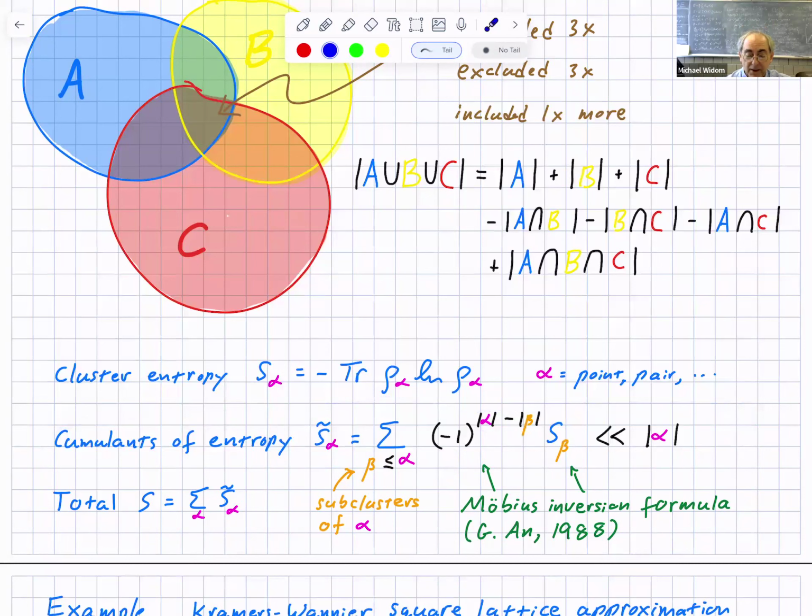Okay, so these are the cumulants of the entropy calculated using the inclusion-exclusion formula, which in this case is known as a Möbius inversion formula. And the idea is that while the cluster entropies are of order the size of the cluster, the cumulants are in general much smaller than the size of the cluster. So we then have the total entropy written in terms of a series of decreasing magnitude that we might hope would converge.